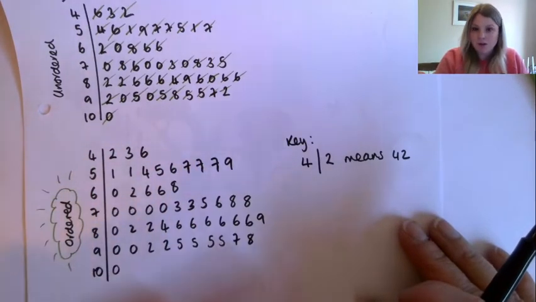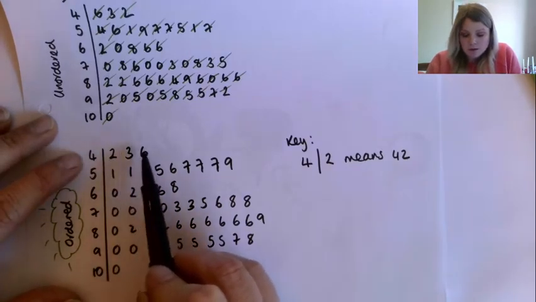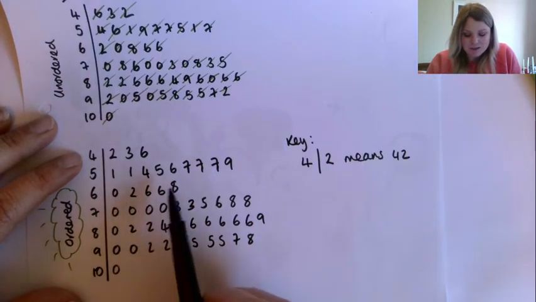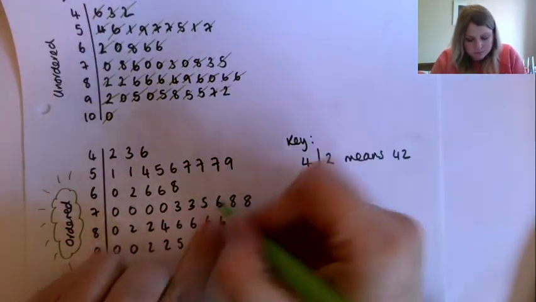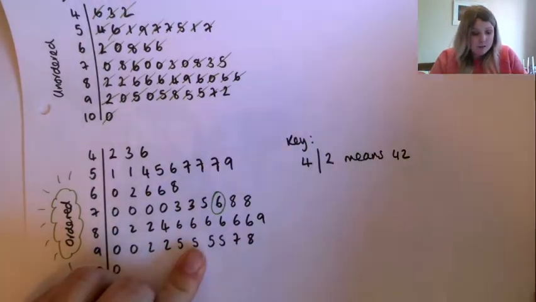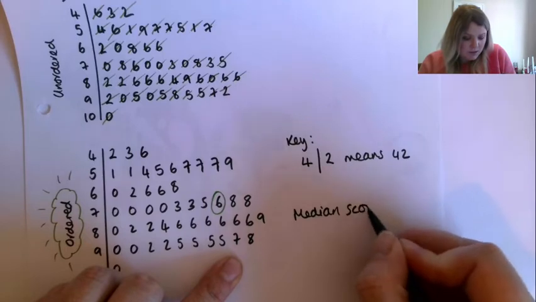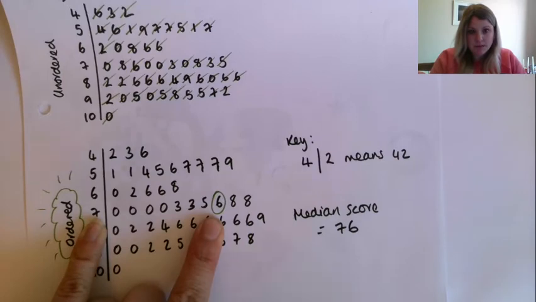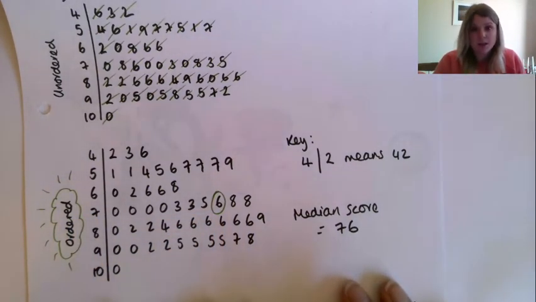So now that these are all in order, all we have to do is count along. Okay, so 1, 2, 3, up to 25. So this tells me that my median score, because this is about scores in a test, isn't it, is 76. The middle value, whenever they're all in a row, is 76%. I'm assuming these are percentages.